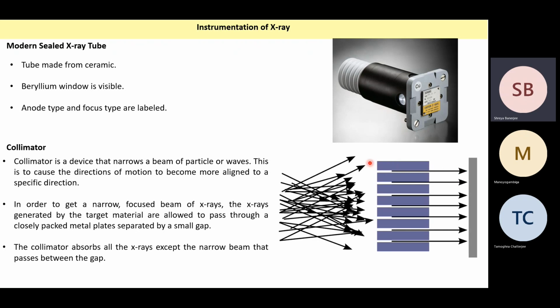The collimator absorbs all the X-rays except the narrow beam that passes between the gap. The metal plates need to be thick enough that the other X-rays are absorbed, and only those X-rays that are parallel to these gaps can pass through. So from an unfocused scattered beam of X-rays, you can get a very focused X-ray beam.